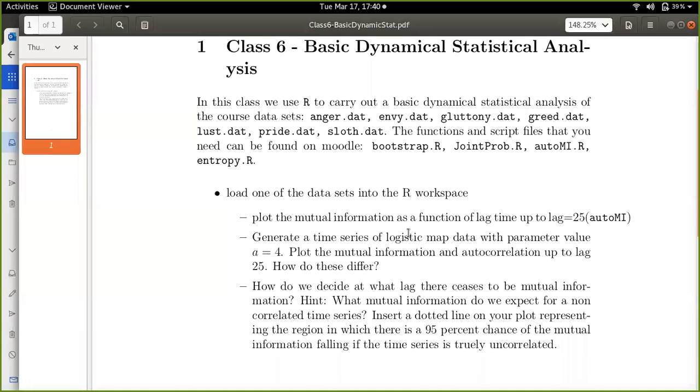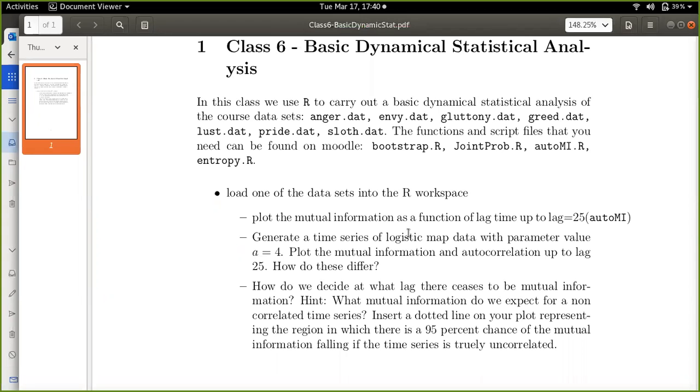Hi everyone, so this is the recording for Class 6, which will be following on from the stuff we did in Class 5, which was introducing basic statistical analysis. In our case, we'll be looking to move on from that and introduce a few more statistics. So in this class, we'll be using the same data sets as usual, so the 7 data sets that we looked at last time, and we'll be introducing one more statistic, and that's the auto mutual information.